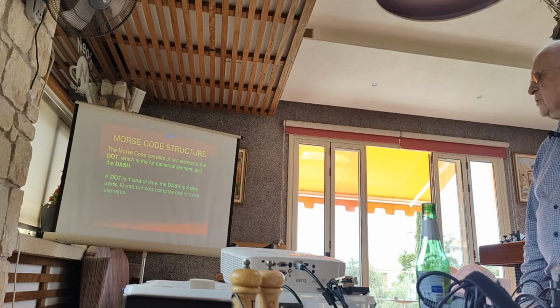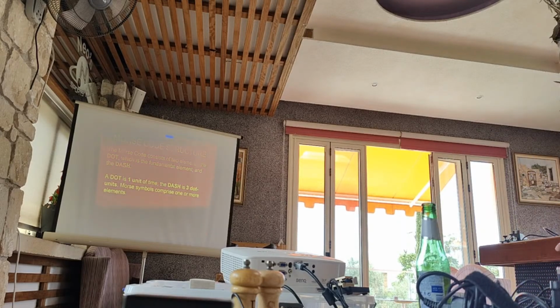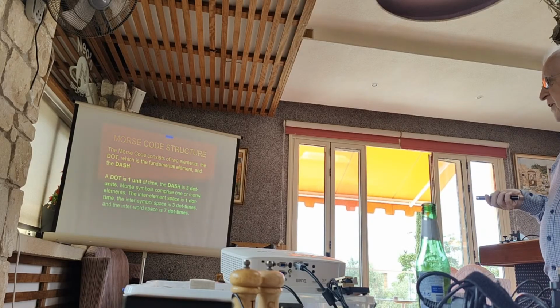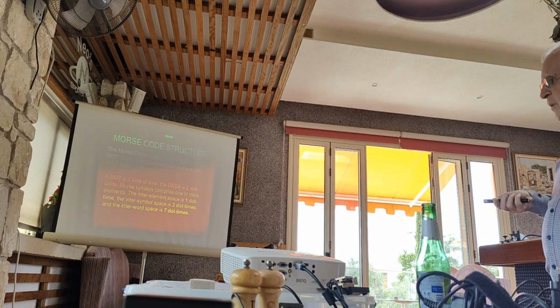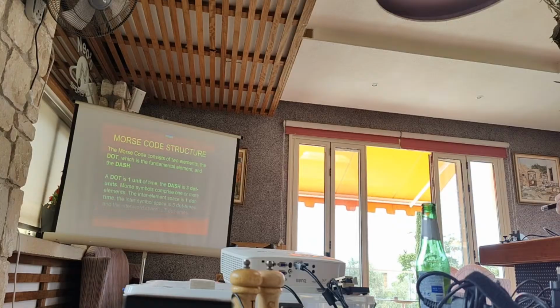Morse symbols comprise one or more elements, and the inter-element space is 1 dot time. The inter-symbol space is 3 dot times. Groups of symbols make words, and so the inter-word space is 7 dot times.